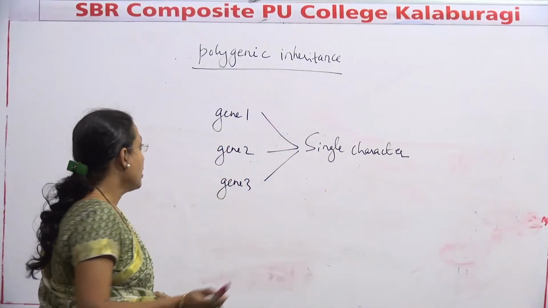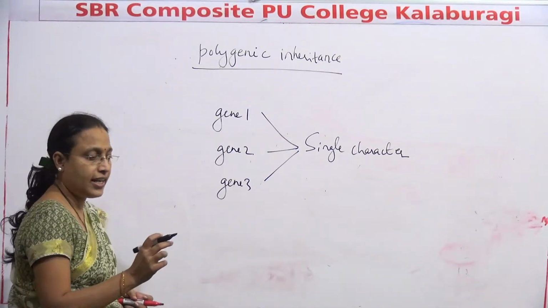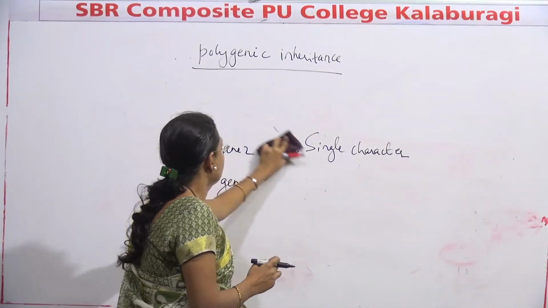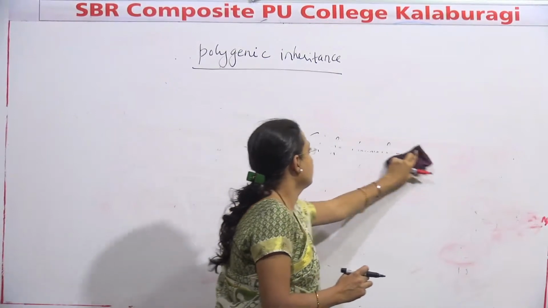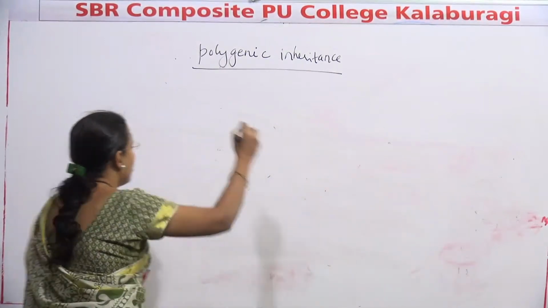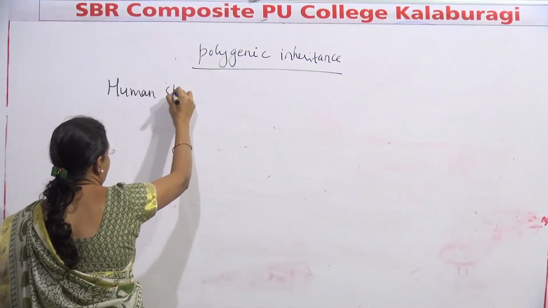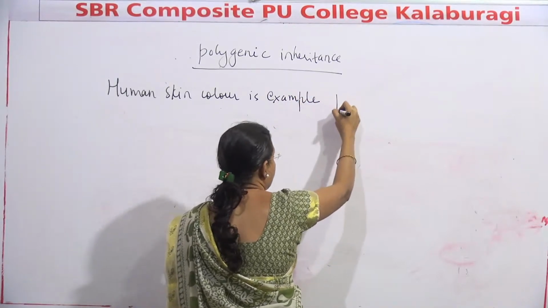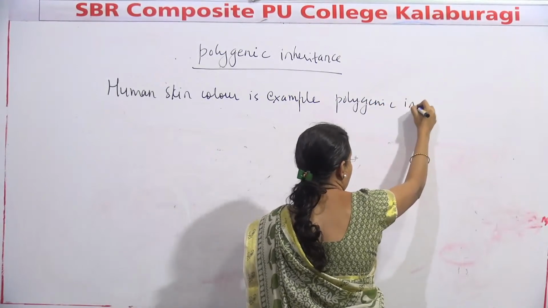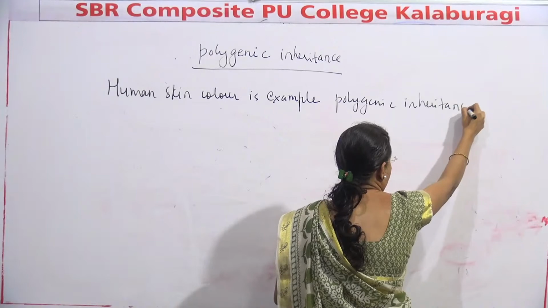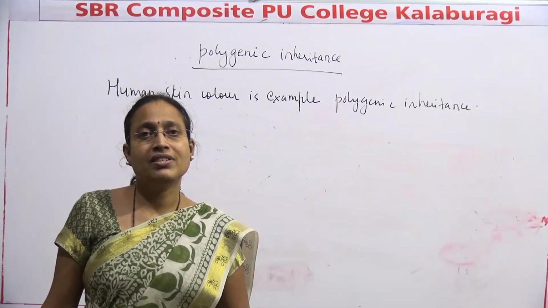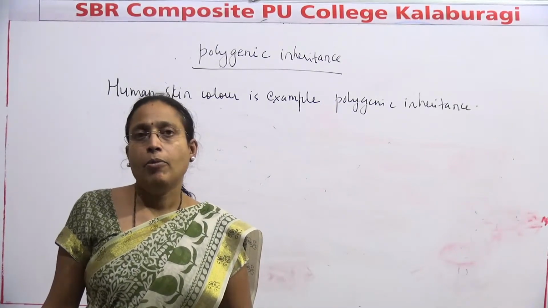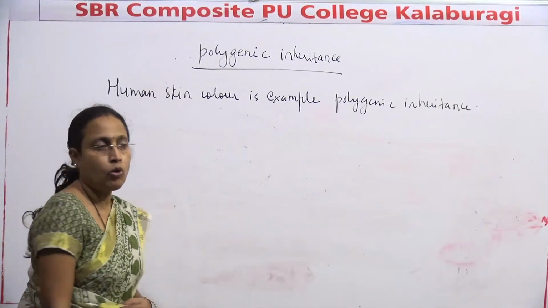If you consider here, human skin color is an example of polygenic inheritance. So basically, human skin color is not determined by a single gene, but it is determined by 3 genes. Okay, they are represented as A, B, C. Polygenic inheritance in humans was studied by Davenport.